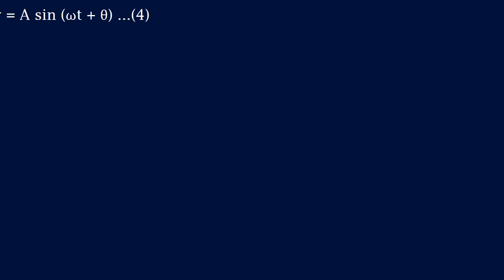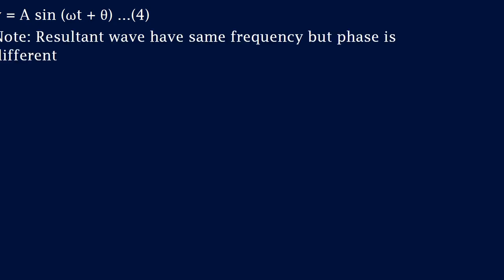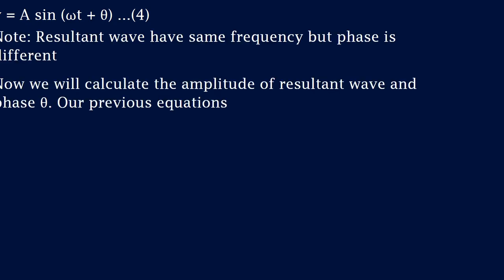Note, the interference of the two waves produces a progressive wave with the same frequency as the mixing waves. However, the phase is different from that of the mixing waves. Now, we will calculate the amplitude A of the resultant wave and the phase theta.